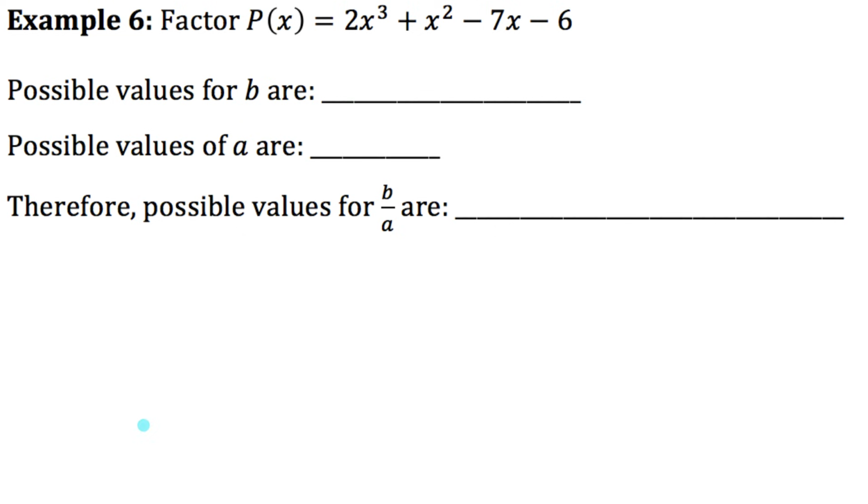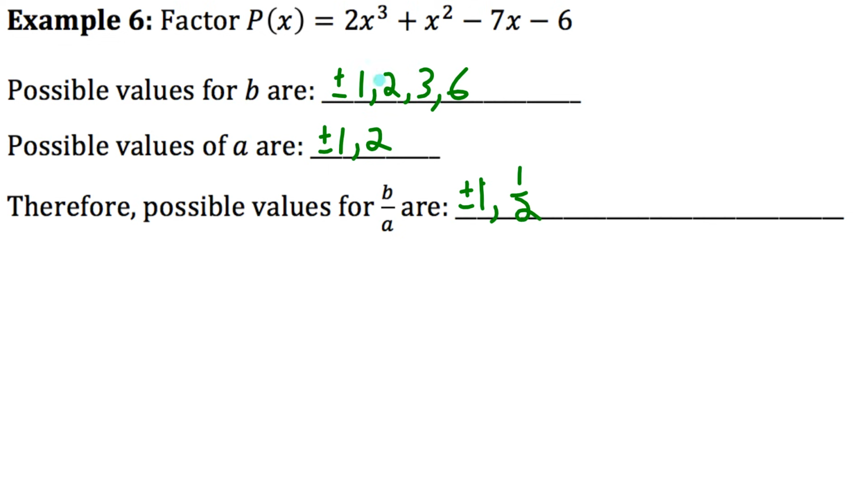Last example. We're going to factor this polynomial and this polynomial has a leading coefficient that is not 1. So when I test for zeros, I have to test factors of the constant term, so plus or minus 1, 2, 3, or 6, divided by factors of the leading coefficient, so plus or minus 1 or 2. So the fractions that could be zeros of this polynomial are each of those numbers divided by each of those numbers. So plus or minus, let me do 1 over 1 and 1 over 2. So that gives me 1 and 1 over 2.